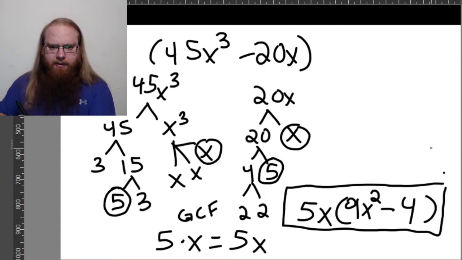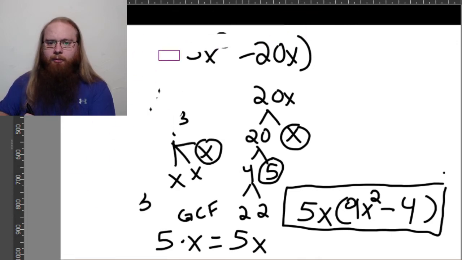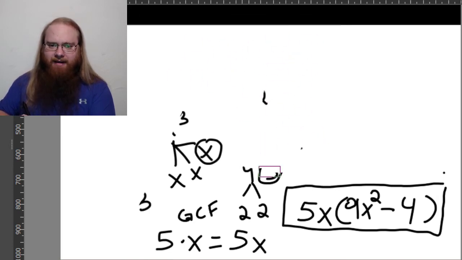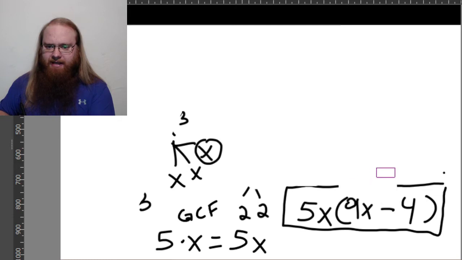So let's go ahead and try another one. Remember, we only factor out the negative if they both have a negative. Otherwise we're just going to keep that sign the same.